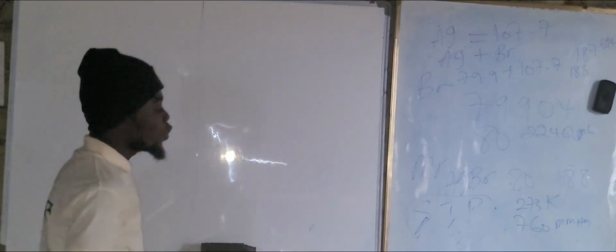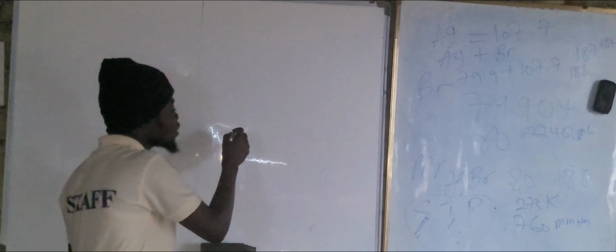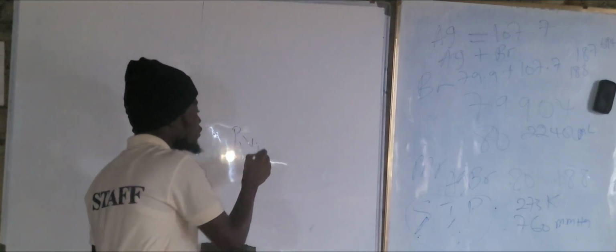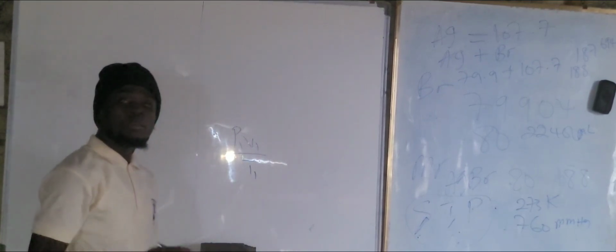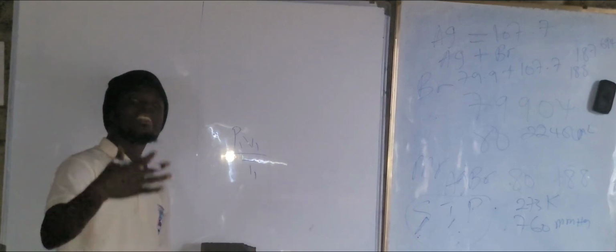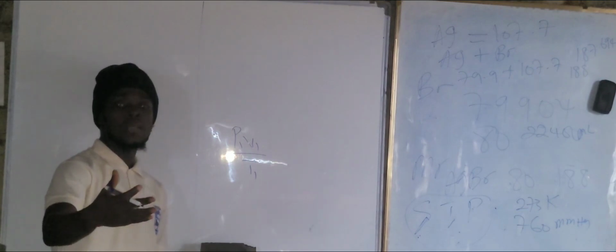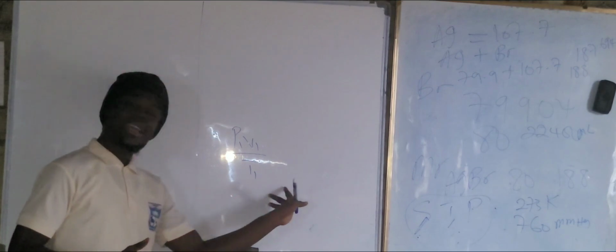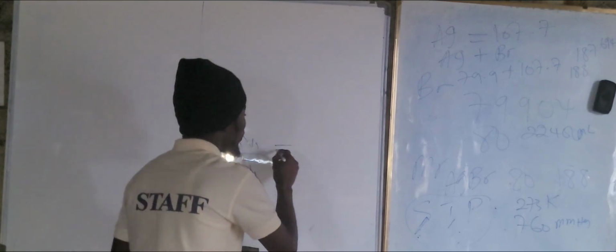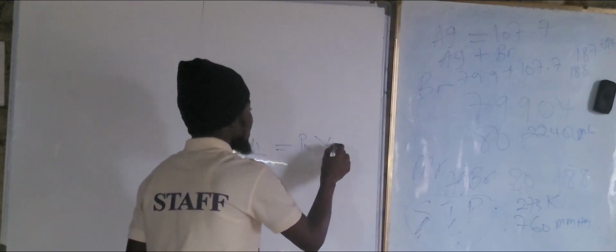So, next step, this was the general gas equation: P1V1 all upon T1. But remember, in terms of STP, the standard temperature and pressure, for us to find out the volume here, we must take these values. That is equal to P0V0, all upon T0.